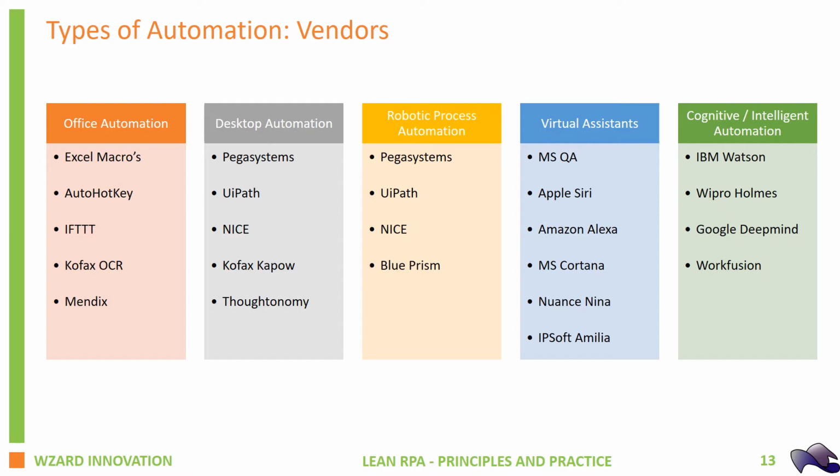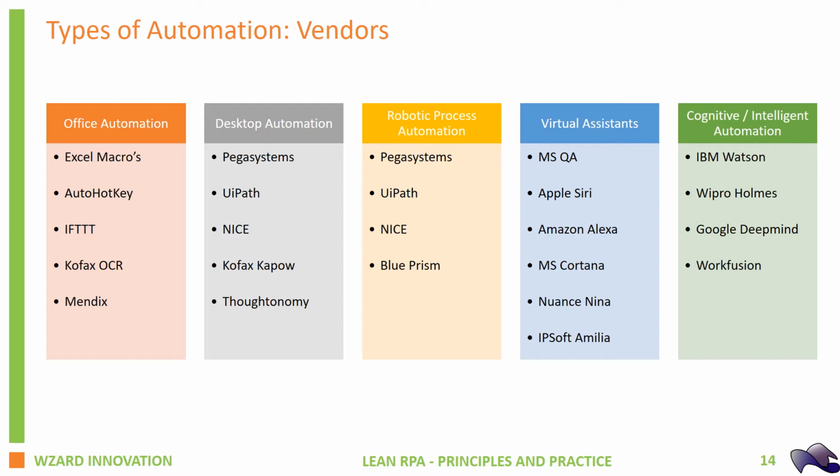Robotic process automation then. Some organizations, such as Blue Prism, have focused very specifically on one area and therefore specialize in robotic process automation. Other service providers provide a spectrum of different services.